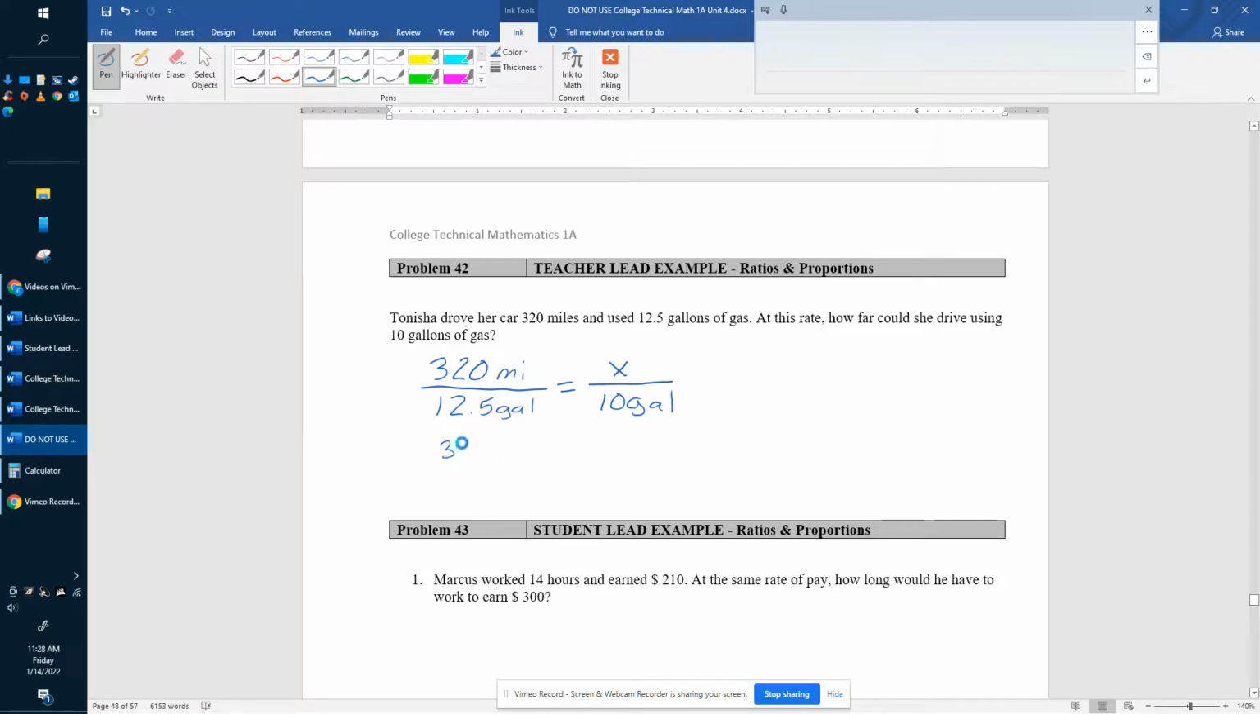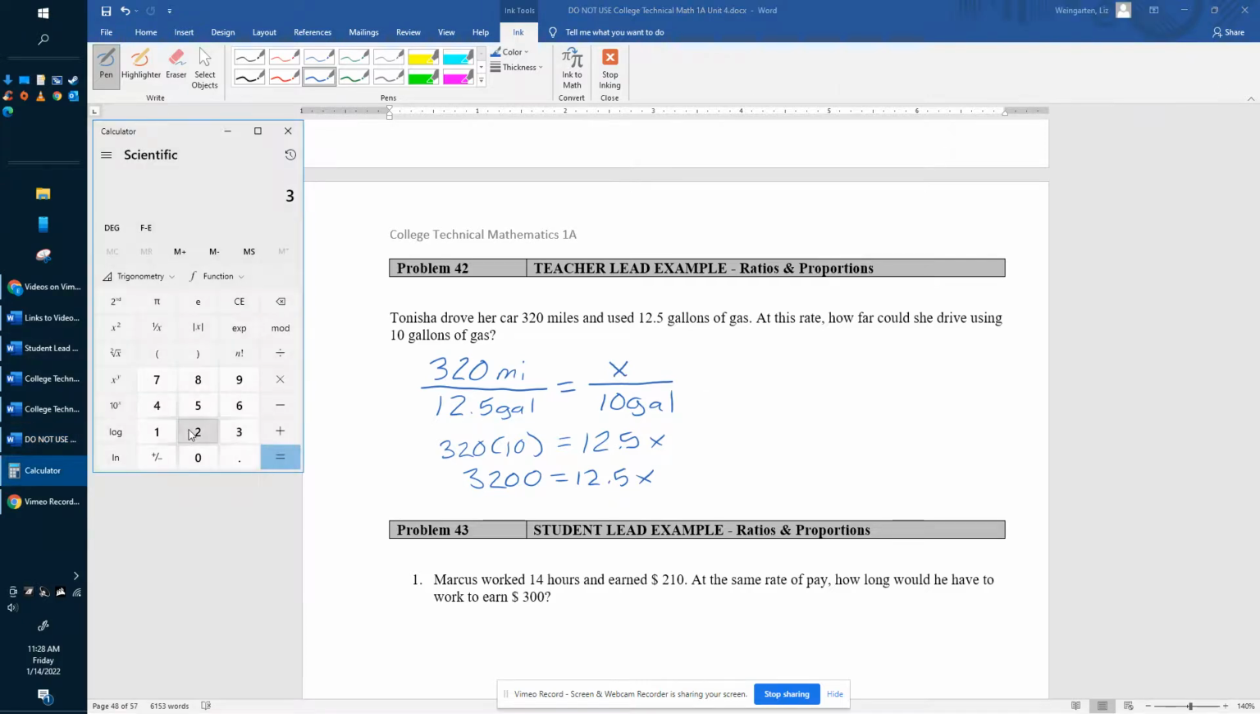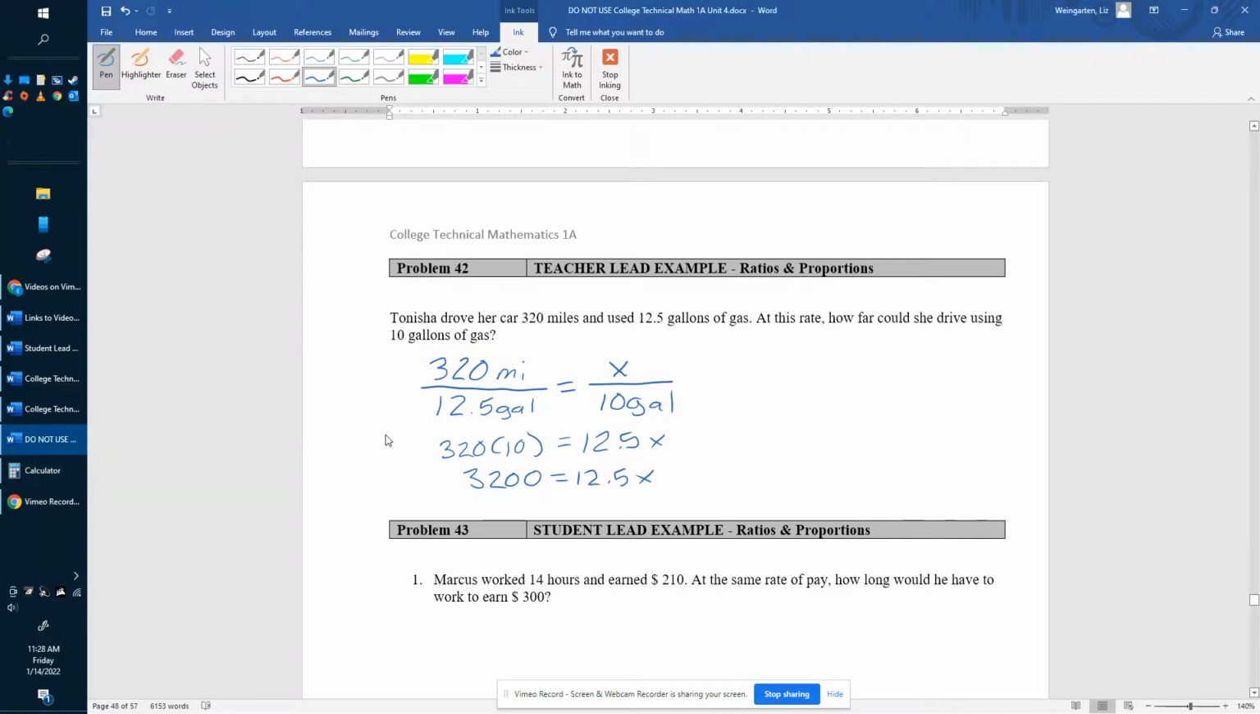So 320 times 10 equals 12.5x. 3200 equals 12.5x. Divide both sides by 12.5. And we get 256 miles. That is our final answer.